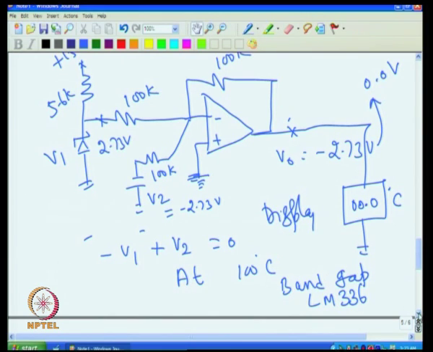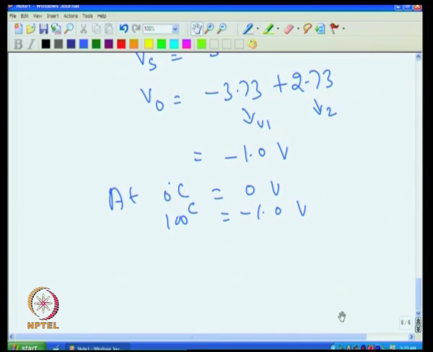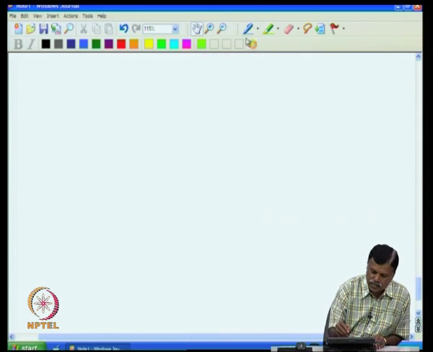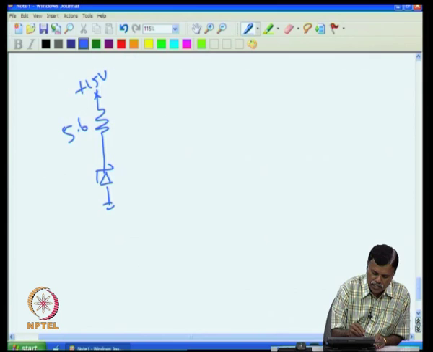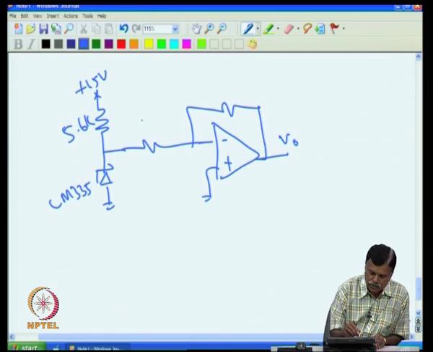So, what happens if I connect that Zener, because I have no other go, I have to use only that 2.5 volt Zener. So, if I take the 2.5 volt Zener, then how will I design the circuit? I can take our temperature sensor, we had 5.6 K here, and this is the LM335, that is the sensor. Then I take the output and connect it to the operational amplifier, then I put 100 K here, and 100 K here, and that is the output.